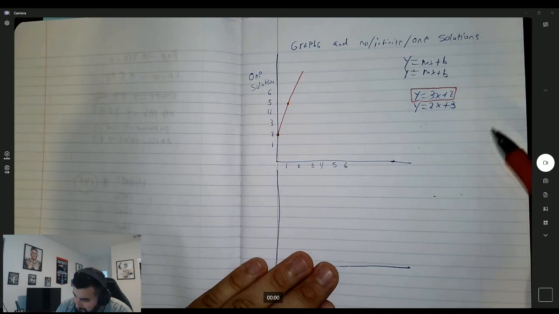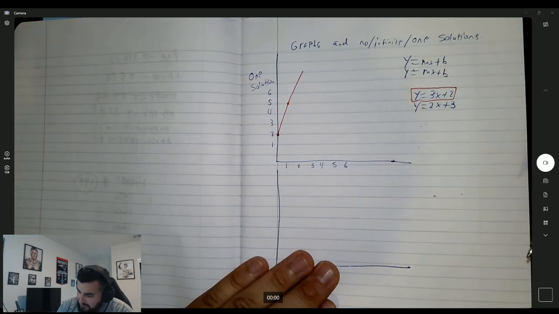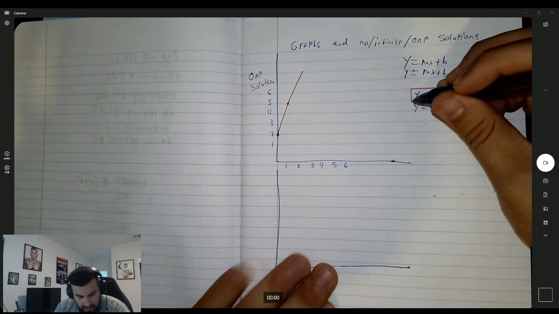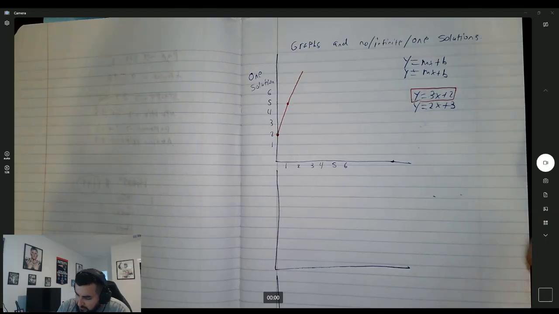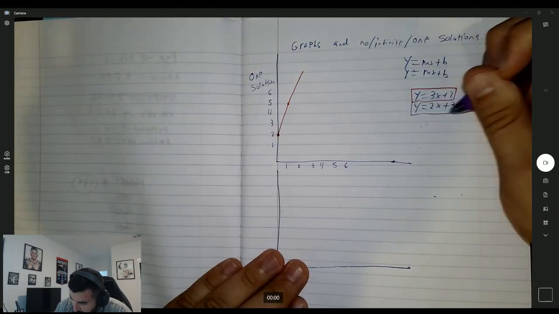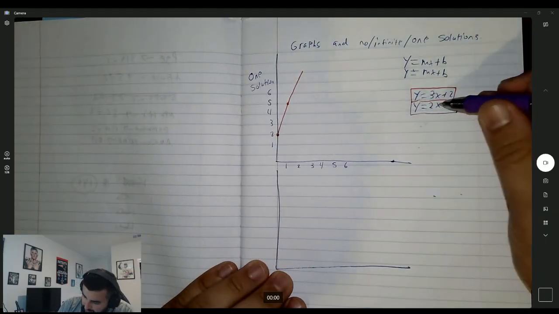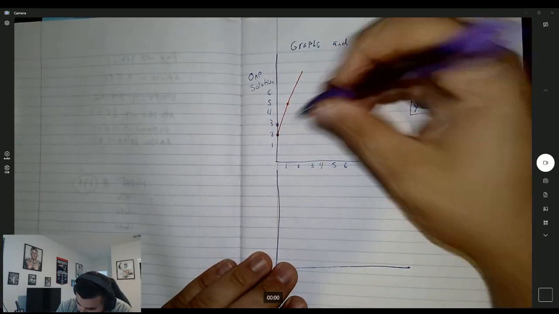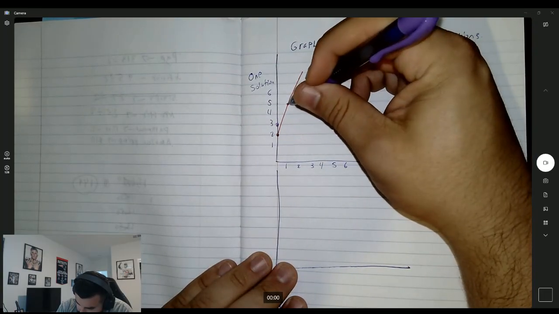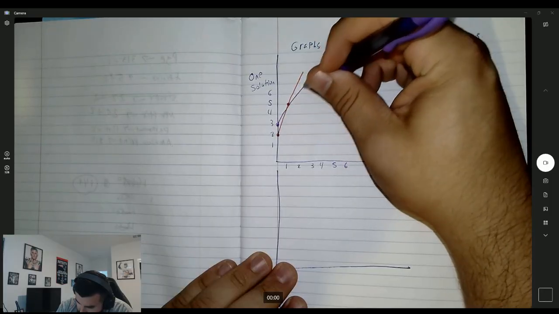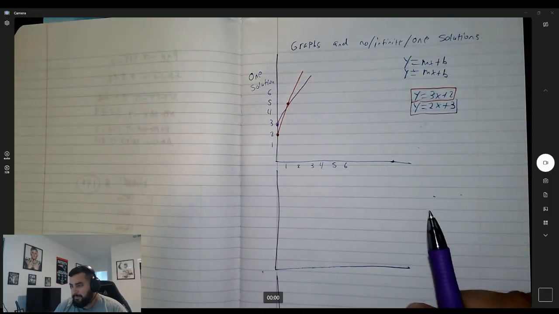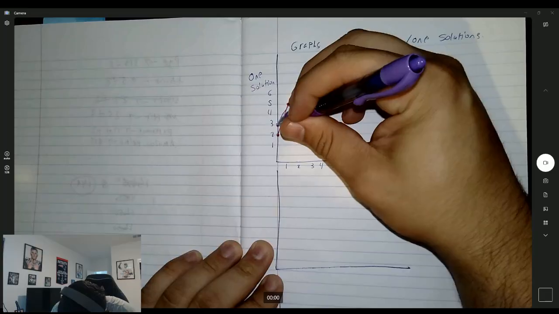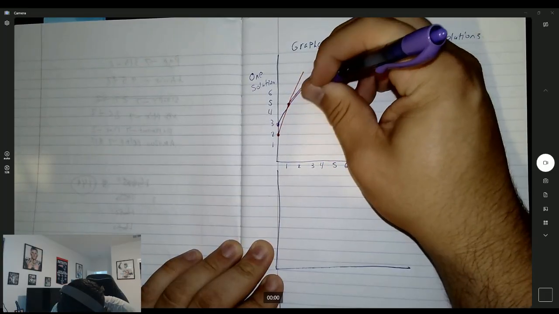The next one is y equals 2x plus 3. I'll do this one in purple. So that one's purple. And I'm going to start at the 3 right here, and we're going to go up 2 over 1. I'm going to graph that. Now, as you can see, both these lines, and I did that a little bit off. There we go. Sorry about that.